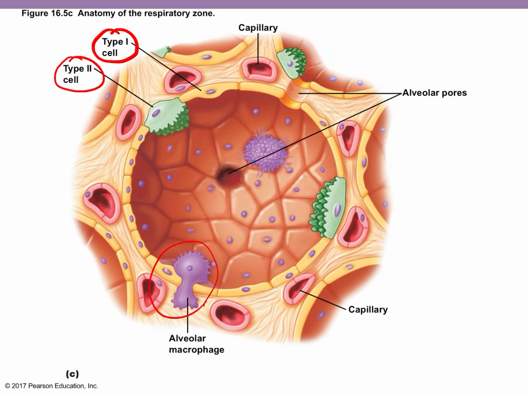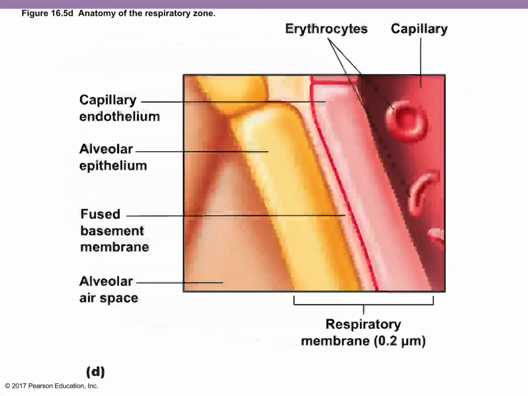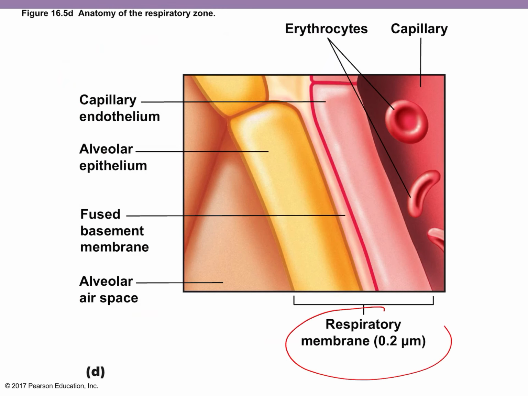We have type 2 cells, which secrete surfactant, and they also act as stem cells. And then we have alveolar macrophages as your innate immune response. You have these macrophages living inside of your alveoli so that pathogens that do not get trapped in the mucus on the way down to the alveolus, if they do reach it, can get gobbled up. And not just pathogens, but really, really small particulates. Anything foreign, your macrophages are able to get rid of because they're very voracious phagocytes.